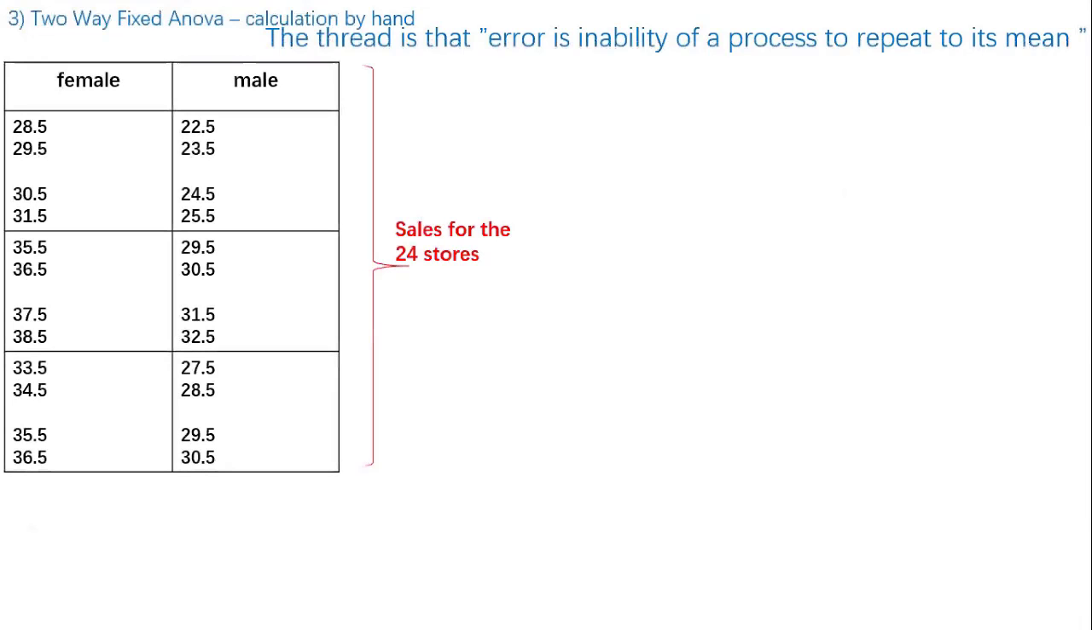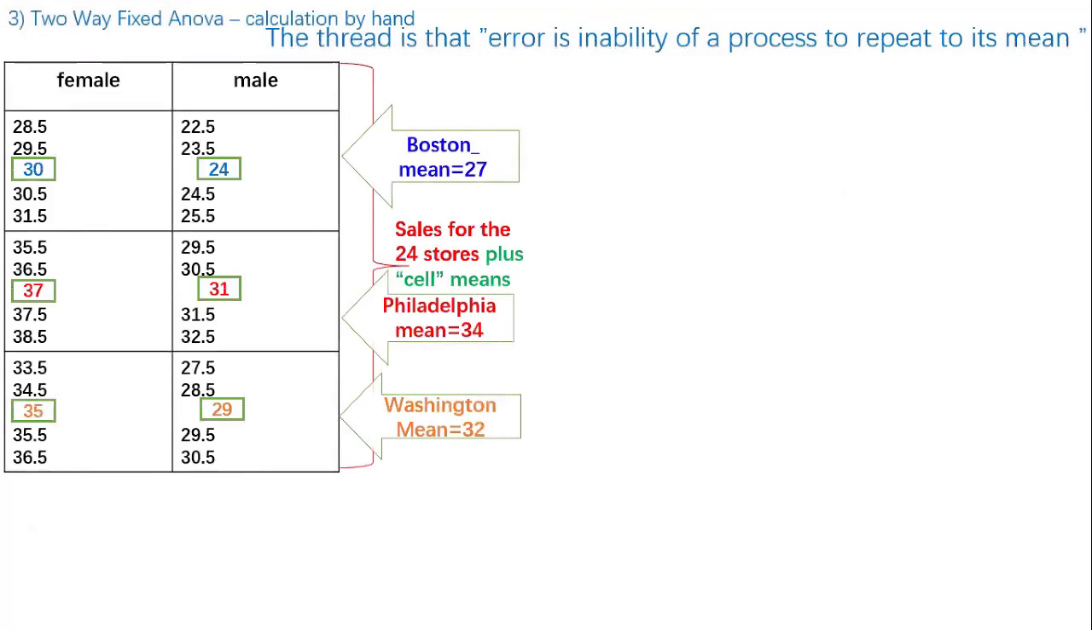The thread is the error, using a better process to repeat to its mean. This is our table. So sales for the 24 stores plus sale means, and in this table we have 6 sale means. First one is Boston, and the mean is 27. Second is Philadelphia, mean is 34. And the third is Washington, mean is 32.